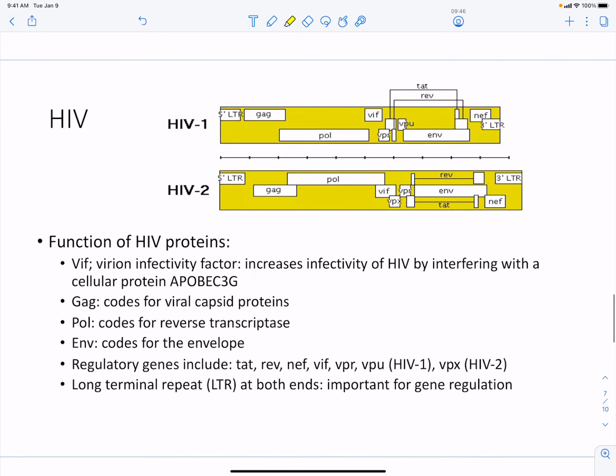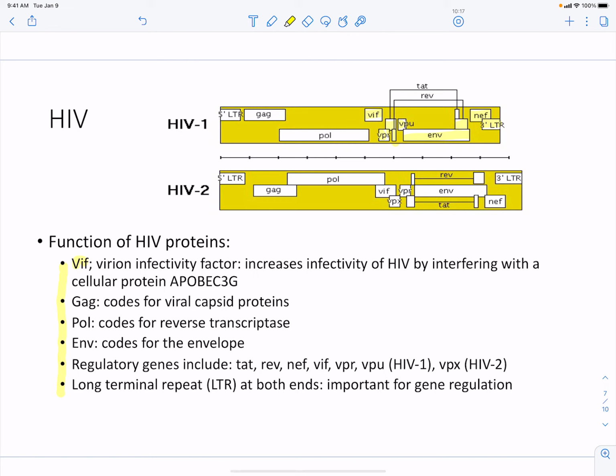Now, HIV has two different types. There's HIV-1 and HIV-2. HIV-1 is the one that we are most interested in and is what's been causing the current pandemic for decades now. We have several proteins that are very important in HIV, and you can see that they are going to overlap each other. All these genes overlap, so we have alternative splicing for making these proteins.